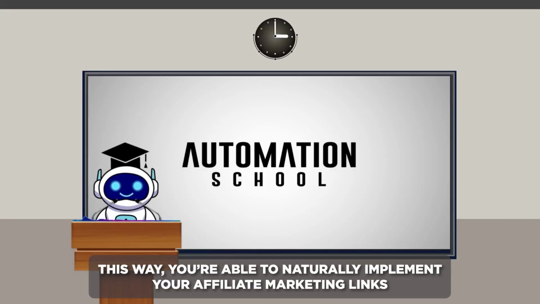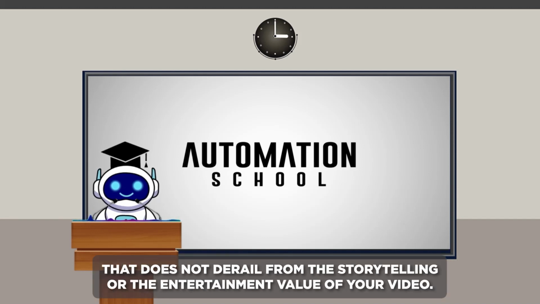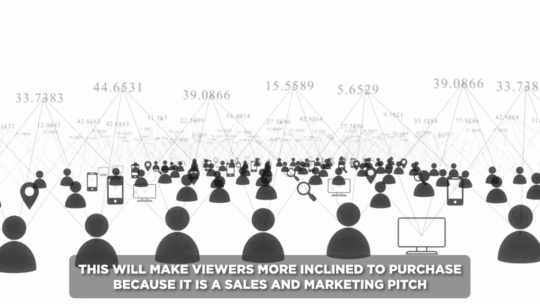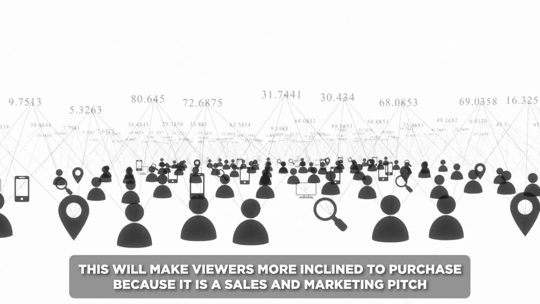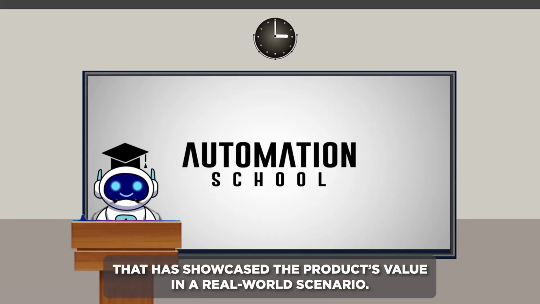This way, you're able to naturally implement your affiliate marketing links into your content in a way that does not derail from the storytelling or the entertainment value of your video. This will make viewers more inclined to purchase because it is a sales and marketing pitch that has showcased the product's value in a real-world scenario.